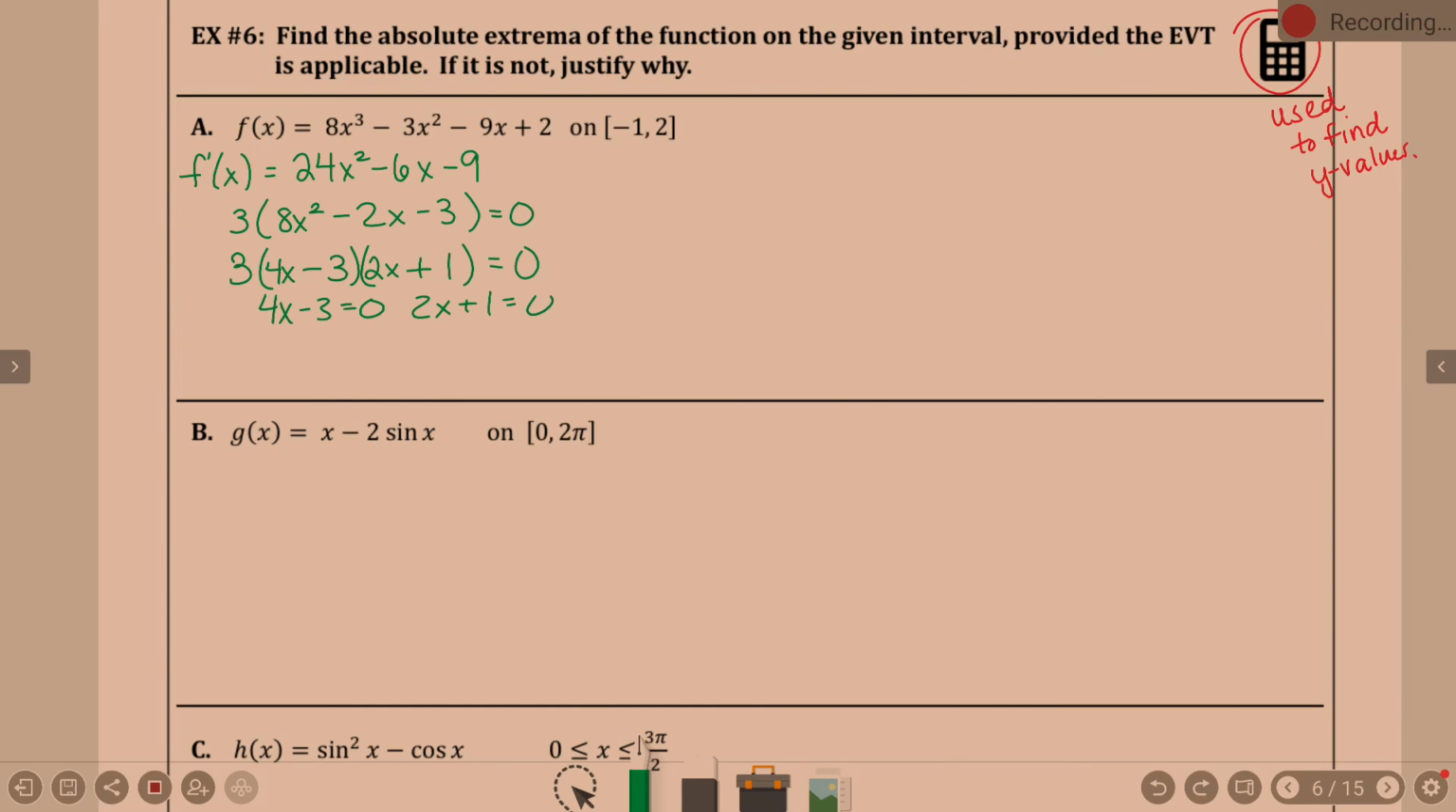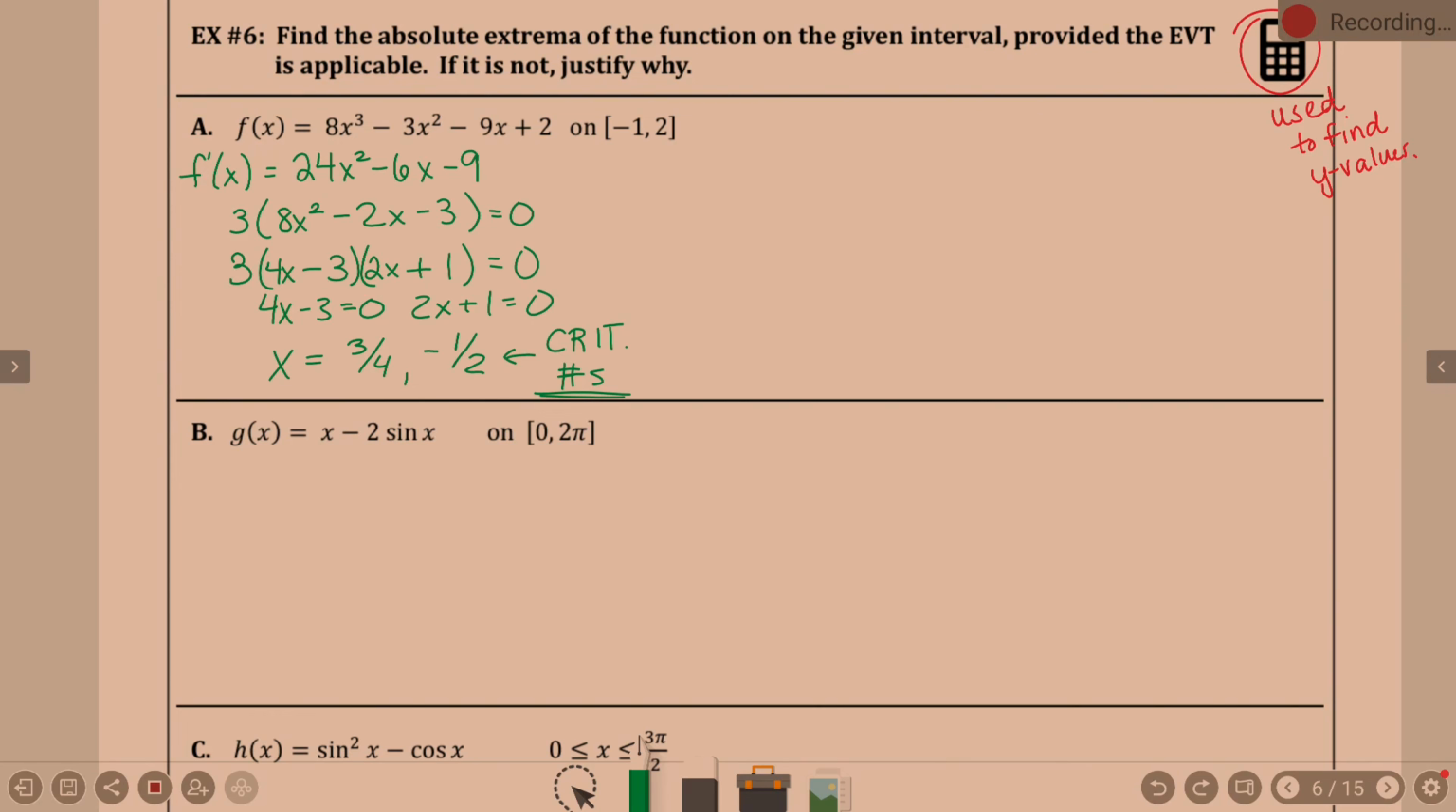What are my critical values? If I did my math there right, 3/4 and negative 1/2, right? These are my critical numbers. Now, critical numbers means there's likely some type of min or a max at each of those points. Could be something called an inflection point. Talk about that another day.